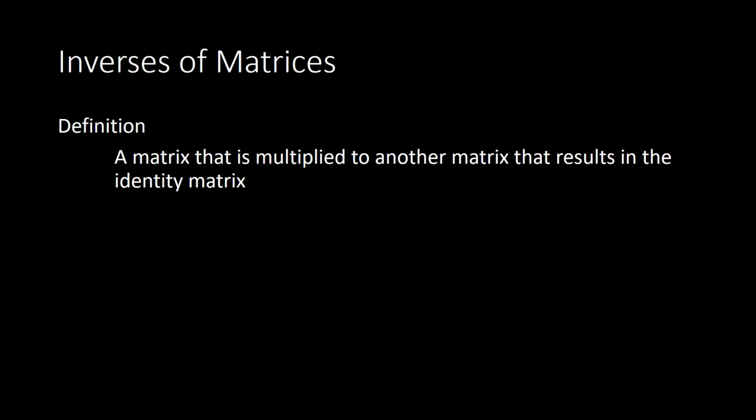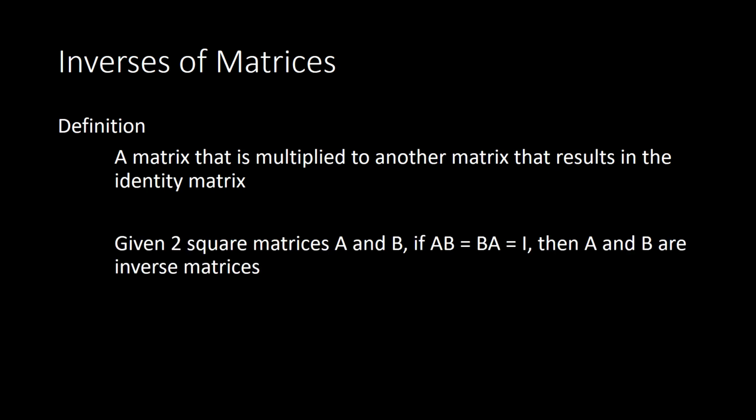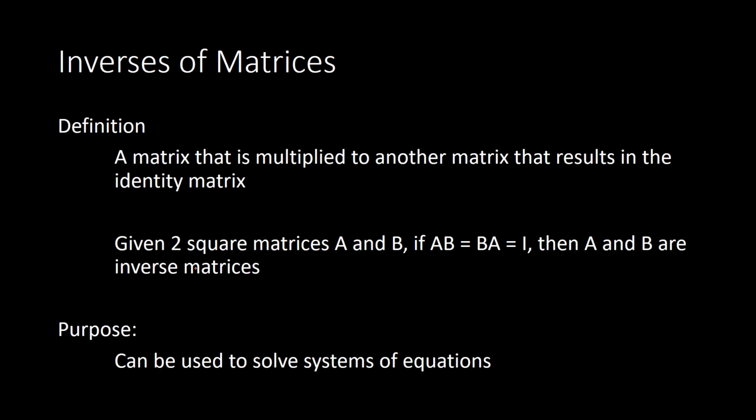Well, the inverse of a matrix, by definition, is a matrix that is multiplied by another matrix, which results in the identity matrix. So if you're given two square matrices, A and B, and if A times B equals B times A, which is equal to your identity matrix, then A and B are inverse matrices. Meaning if I multiply A times B or B times A and it results in the identity matrix, then they must be inverse matrices. And the purpose of this, as we stated, is to solve systems of equations.